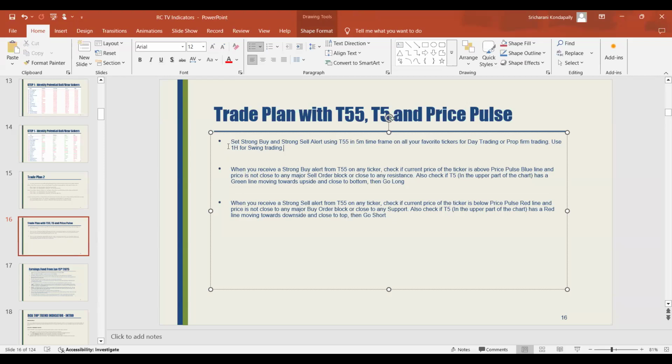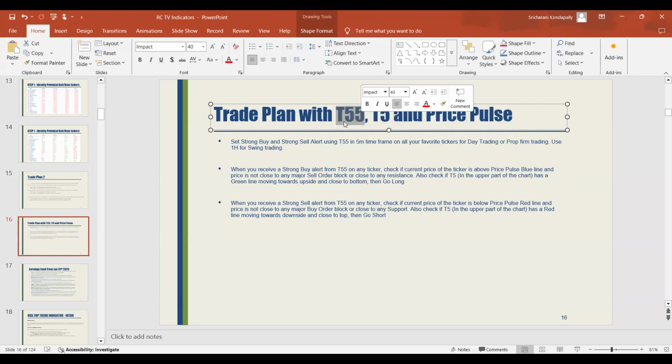So step number one, we have mainly three different indicators we use as part of the strategy. One of the indicators is T55. That means it is much more powerful than T5. Then we have the T5 indicator, and then we have the price pulse indicator. I'll explain them one by one, and then I'll explain the entire process, the combination, and how we need to use it.